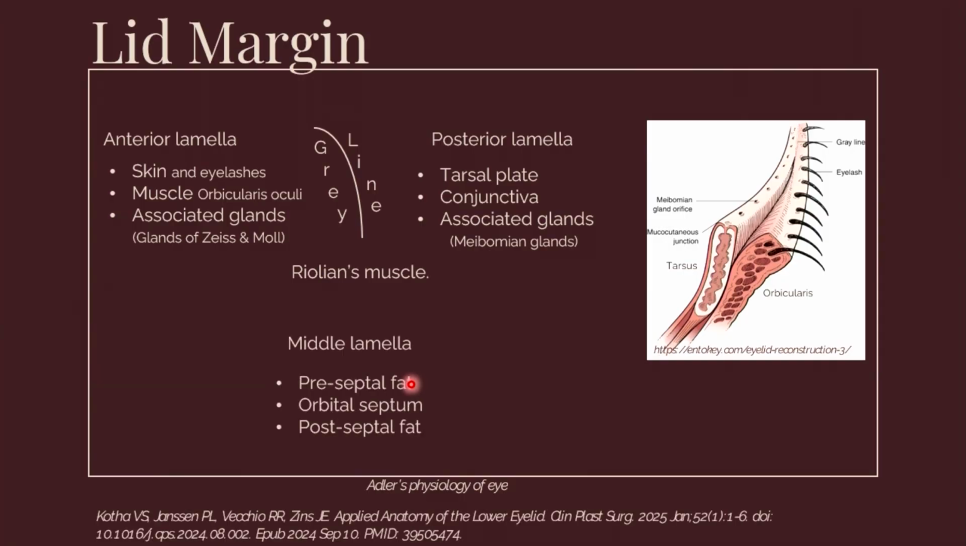Also, there is a middle lamella that has been described, which mainly is the orbital septum along with the pre and post septal fat. Also, in the upper lid, there is the levator palpebrae superioris muscle, and in the lower lid, we have the capsulopalpebral fascia.